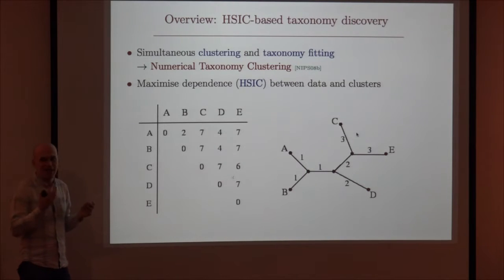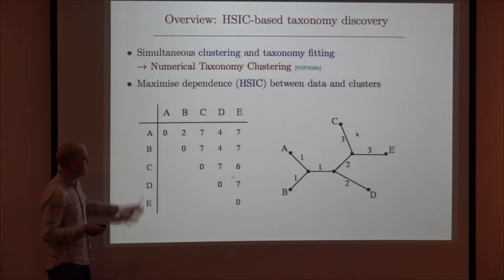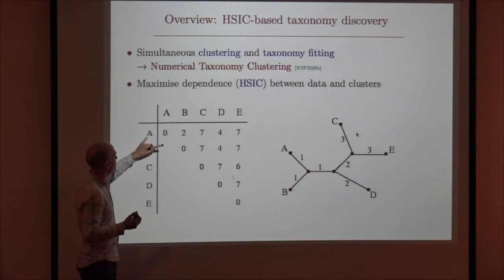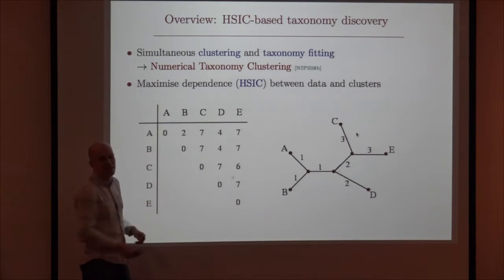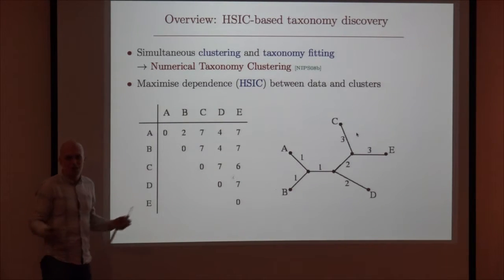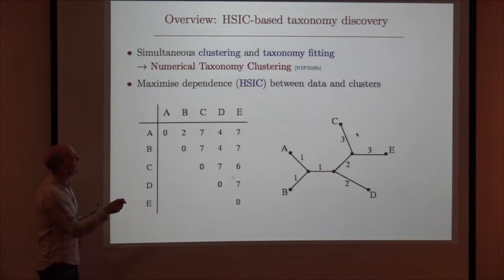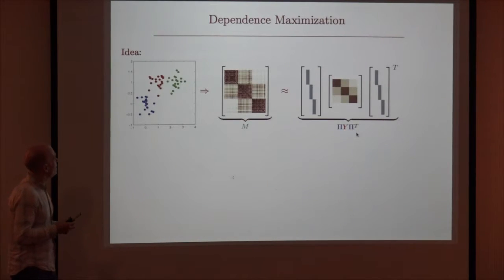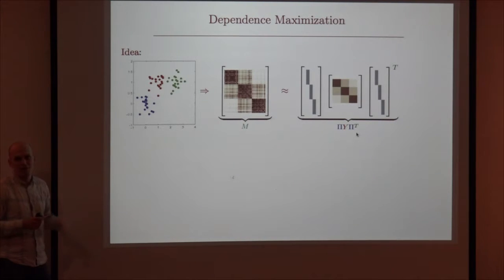But I think it's a very natural one, and we'll see examples specifically. So the distance between A and A is 0, A and B is 2, as we've seen, A and C is 7, as we've seen, by counting the distance on the edges. So if I'm given a set of points, how do I cluster them in a taxonomy, and what does a dependence measure have to do with this problem? Let's find out.